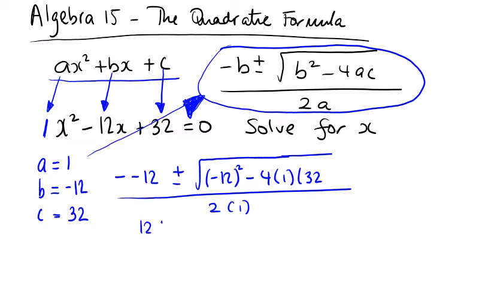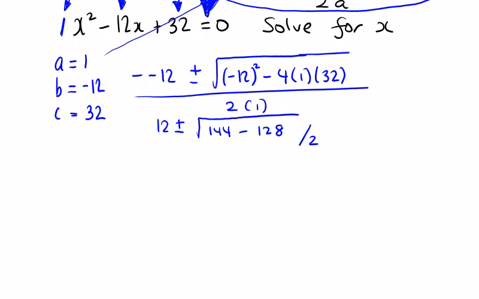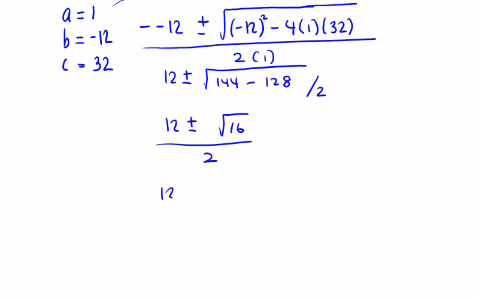So we're going to get 12 plus or minus, use your calculator if you're not 100% confident with these. 144 is 12 squared, and 4 32s is 128, so minus 128, all divided by 2. So what are we left with? 12 plus or minus the square root of 16 divided by 2. So we have two solutions as in all quadratics. 12 plus 4 over 2, the square root of 16 being 4, and 12 minus 4 over 2, which gives me 16 over 2, which is 8, and 8 over 2, which is 4.